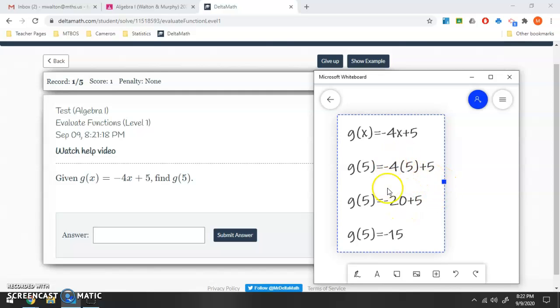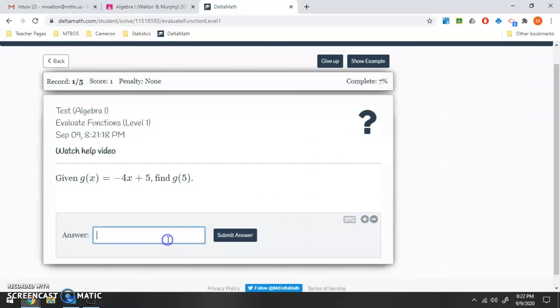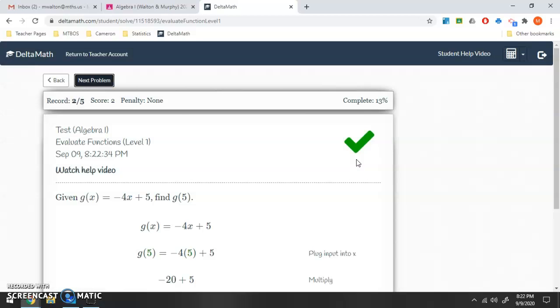One thing that I would guess most people might have mixed up on is negative 4 times 5. Negative 4 times 5 is negative 20. Negative 20 plus 5 is negative 15. So let's check our answer. All right, so that is our first part.